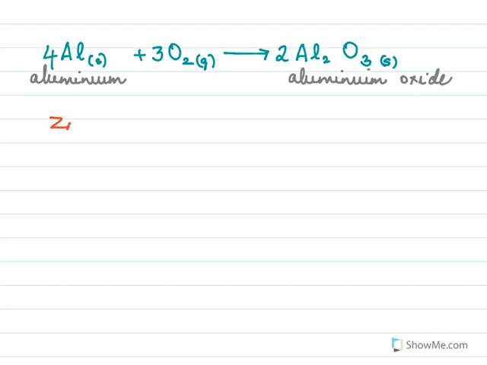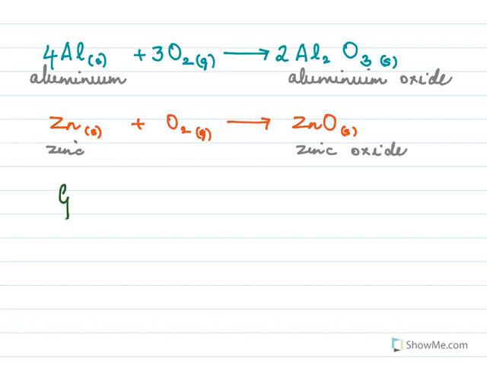To take more examples, zinc, a metal, combines with oxygen when burnt to give you zinc oxide. Zinc is solid, oxygen is a gas, and this too is a solid. So you have zinc on burning with air gives you zinc oxide.